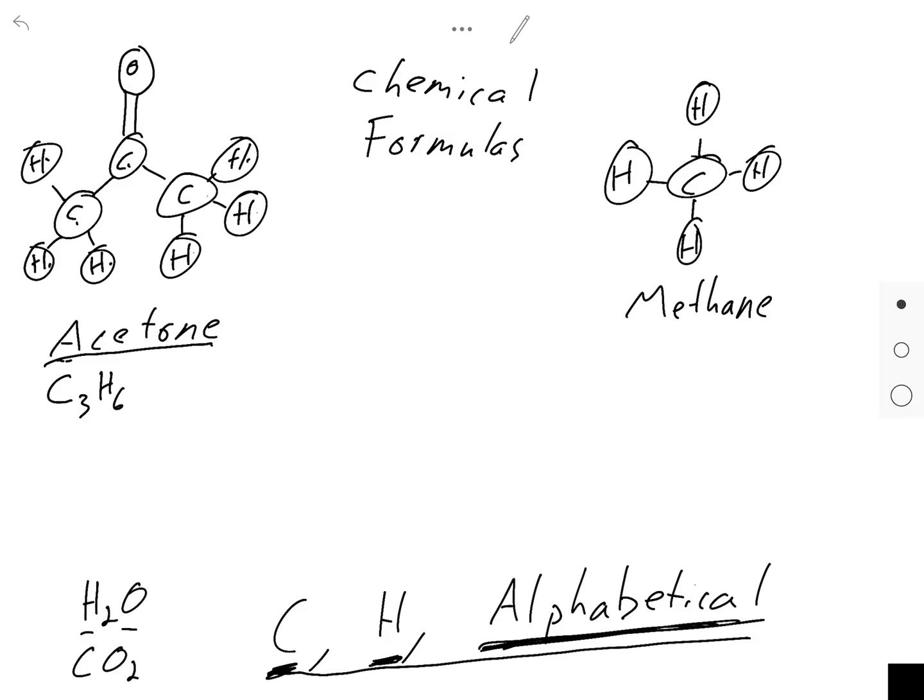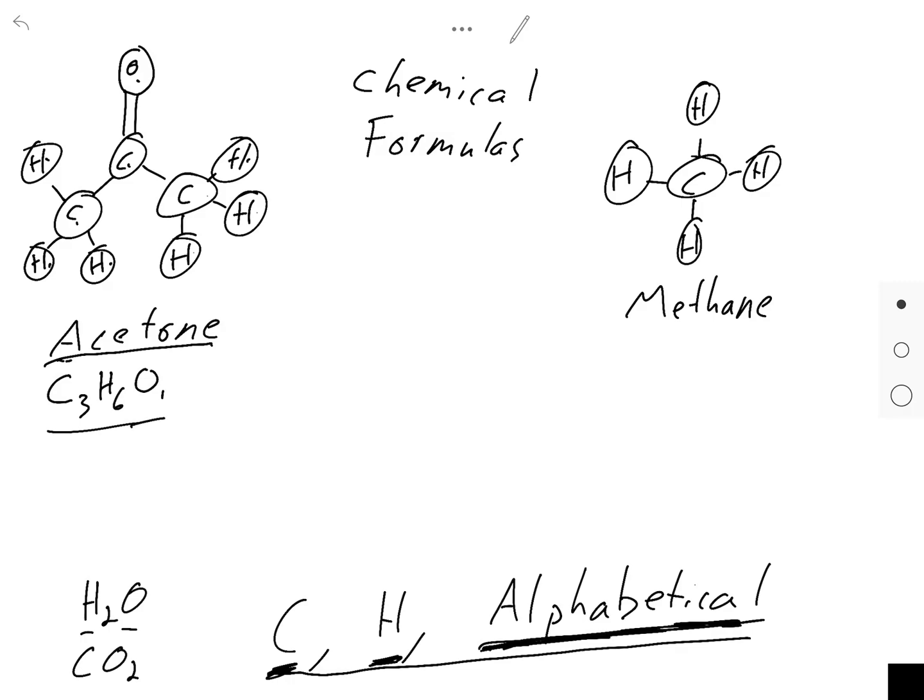And then let's look for the rest of the elements in alphabetical order. There's only one other type in acetone, that's oxygen. So we just have to do 1. We're going to write O1. Okay. So the chemical formula for acetone is C3H6O1. So there you go, pretty simple.